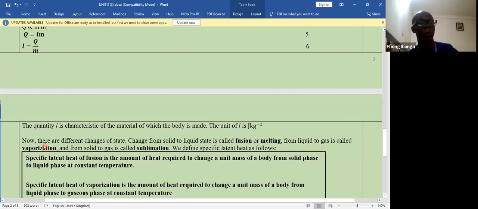Now, there are different changes of state. I have just said that. Change from solid to liquid state is called fusion or melting. From liquid to gas is called vaporization. And from solid to gas is called sublimation. So I want to ask a question at this stage. So I'm going to unmute you so that you can answer this question to see whether you understand certain things here. Let me ask a question.